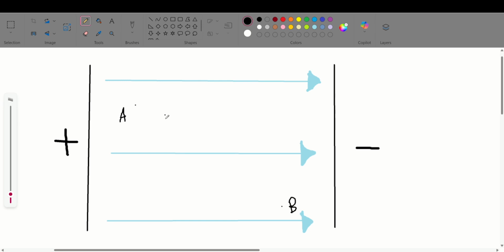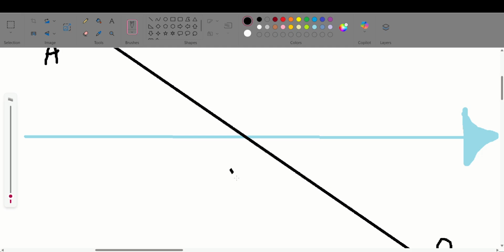Let us consider a uniform electric field with 2 points A and B. Now let's say that the work done in moving a charge from A to B is W along this line. Let's call this value W, right?